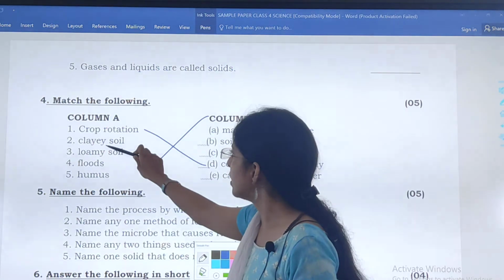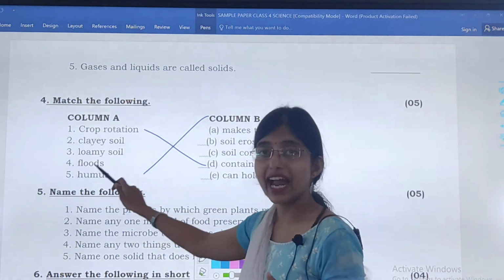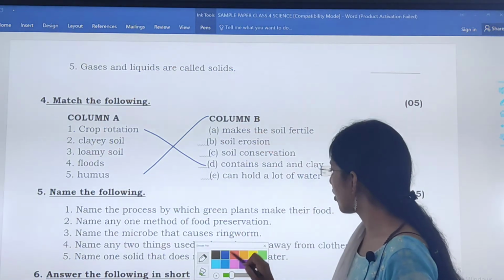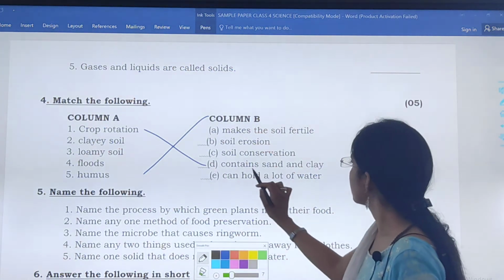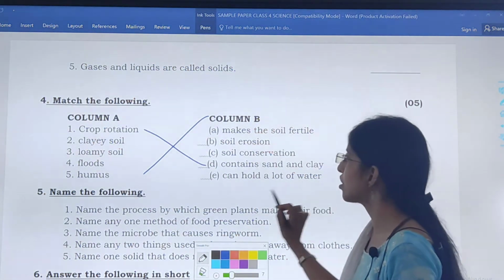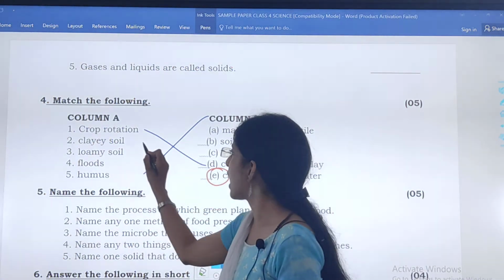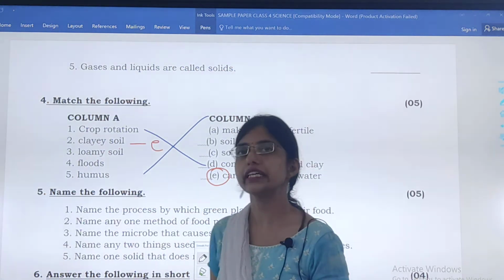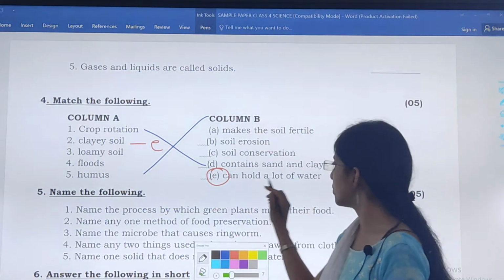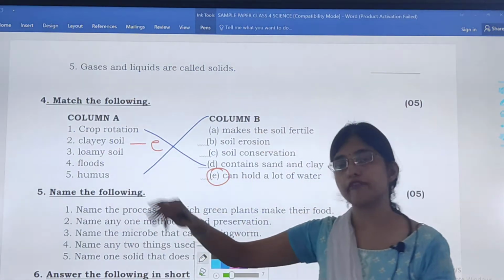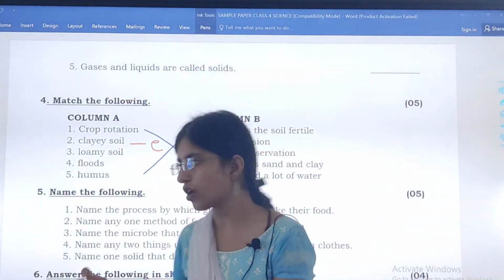For example, clay soil. And what is the answer of clay soil? The answer of clay soil is can hold a lot of water, that is E. Right? So clay soil के आगे आप answer number E लिखोगे. That is can hold a lot of water. This is how you have to answer match the following.